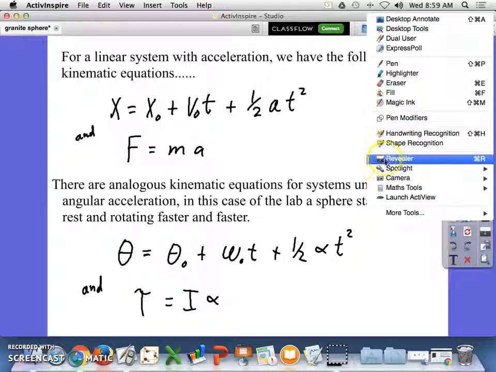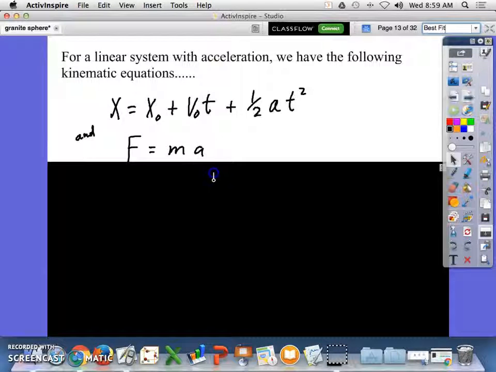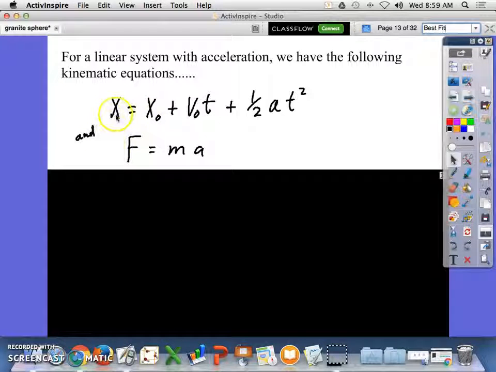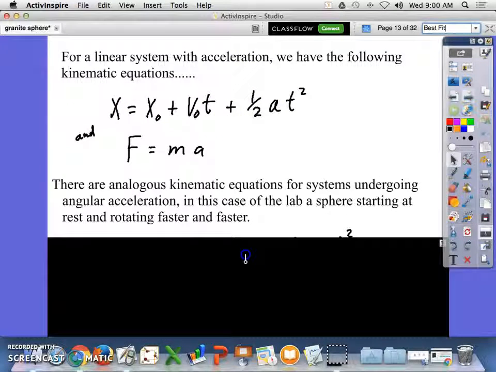But let's back up to something your students would be familiar with at this point. For a linear system with acceleration, we have the kinematic equations. You could have S here instead of X, depending on your book. Displacement that you end at is equal to the original displacement plus original velocity times t plus 1/2 a times t squared. And Newton's second law, force equals mass times acceleration. By the way, if you contact me, I've got a video that explains how we get this, if you don't like it falling out of the sky.